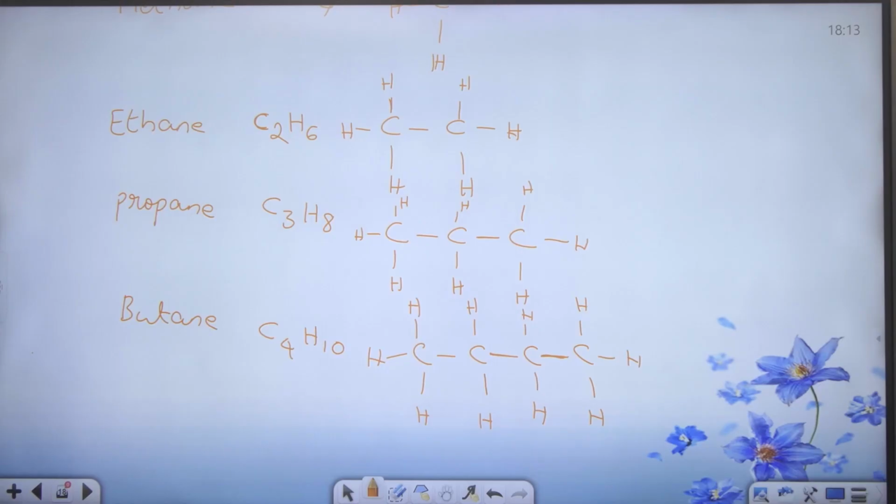These are long chain molecules because all carbon atoms are connected like a chain. That type of molecule is called a chain molecule. Carbon atoms are connected like a chain. Ethane, propane, butane, etc. are examples of chain molecules.